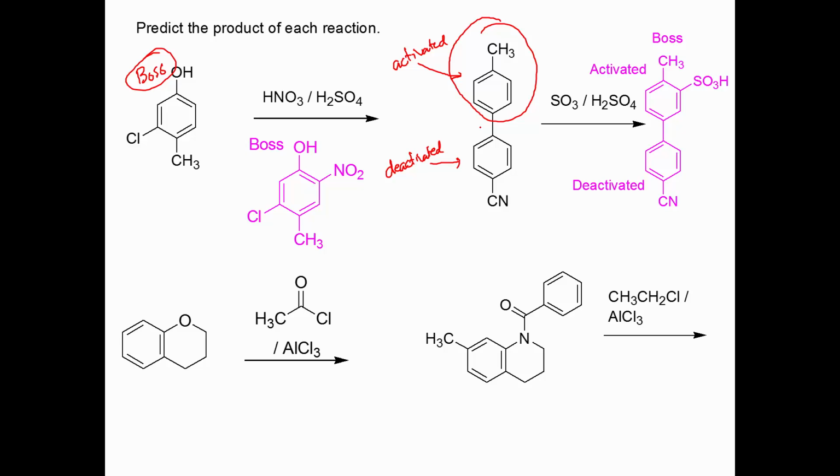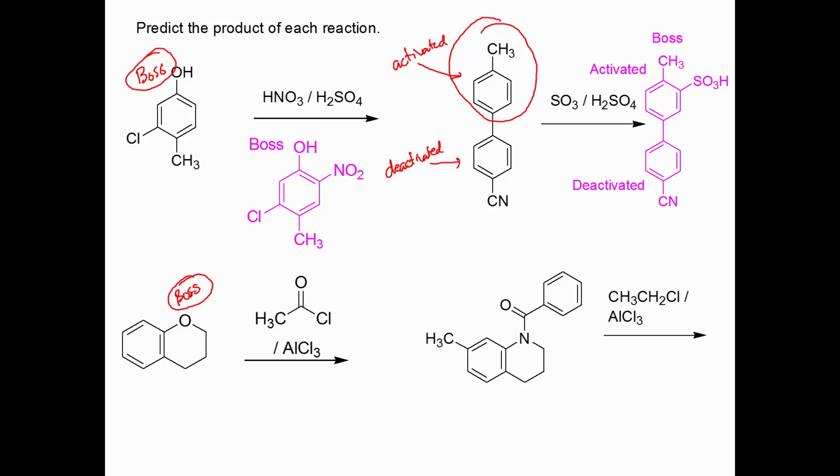Okay, and this one on the bottom left, what we're going to see here is that we have two groups. We have the oxygen group and a carbon group, and we're going to identify this group as our boss because an ether is a moderately electron donating group and an alkyl group is a weakly electron donating group. So moderate is a better or stronger electron donor than weak.